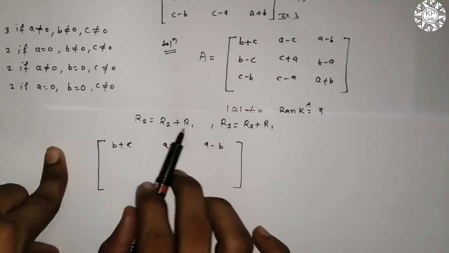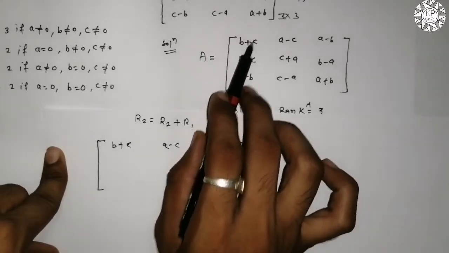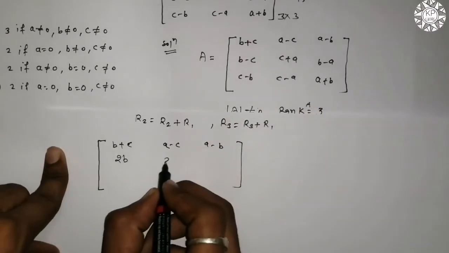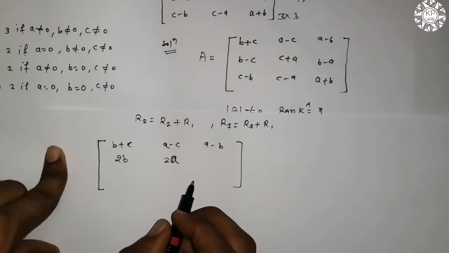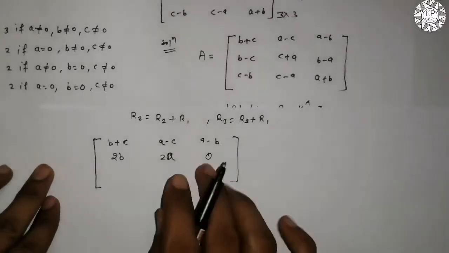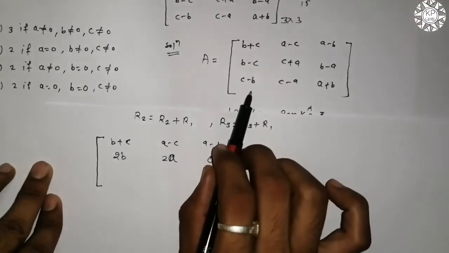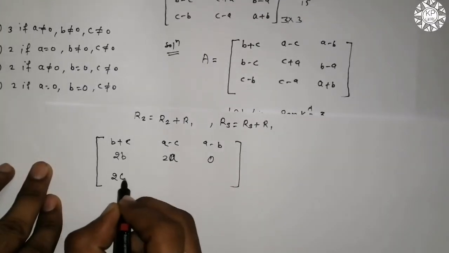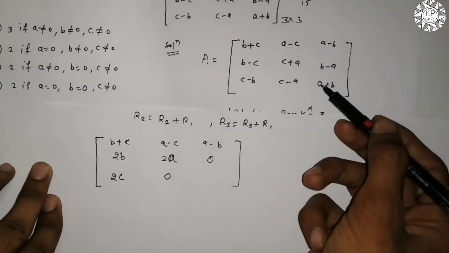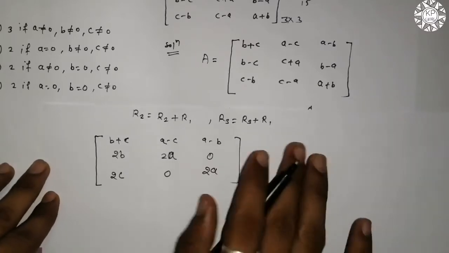Now R2 equals R2 plus R1: c minus c cancels out, b and b give 2b, c cancels out, a and a give 2a. Now b cancels out, a cancels out, this value is 0. Now the row operation in R3 plus R1: b cancels out, the value is 2c, c cancels out, a cancels out, value is 0, and b cancels out, a and a give 2a. Now find the determinant.